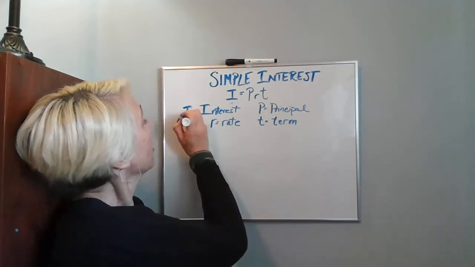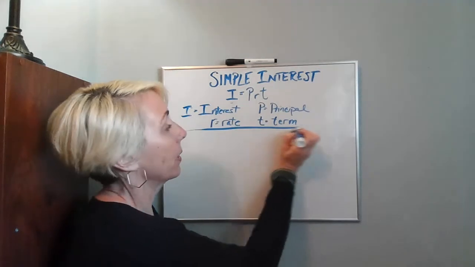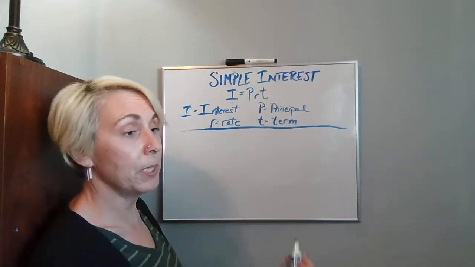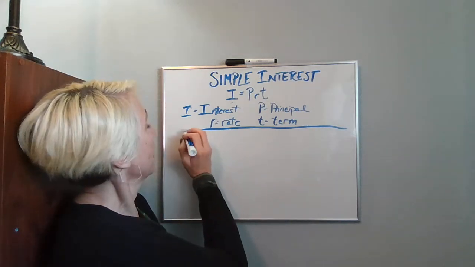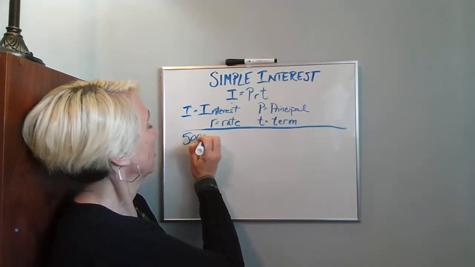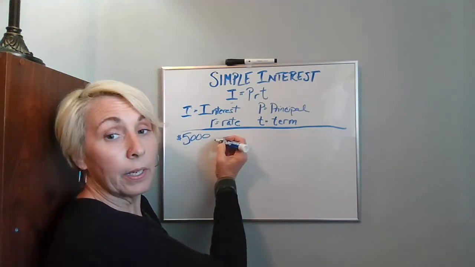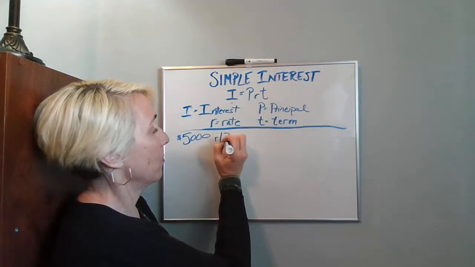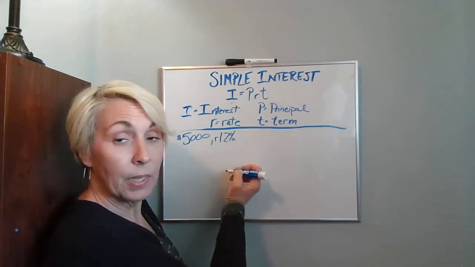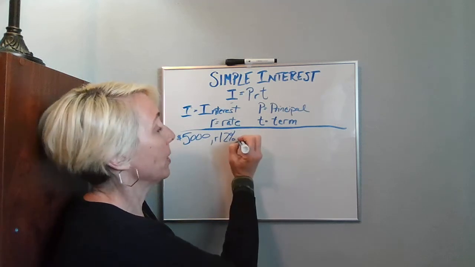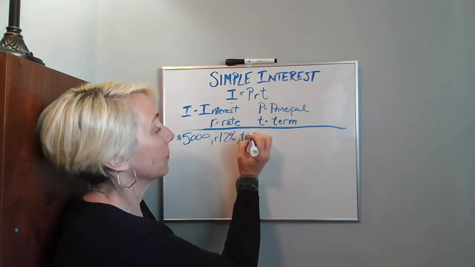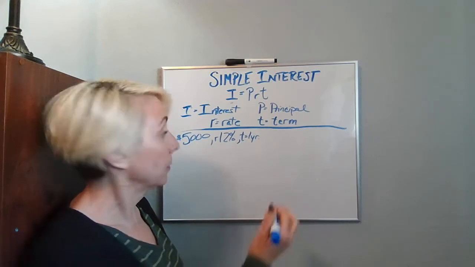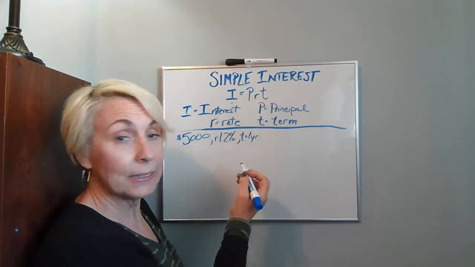And let me put this up here. Okay. So for our first example, our principal amount is going to be $5,000. And we are going to invest this at a rate of 12%. And our time is going to be 1 year. Now, let's plug in our information into our formula.